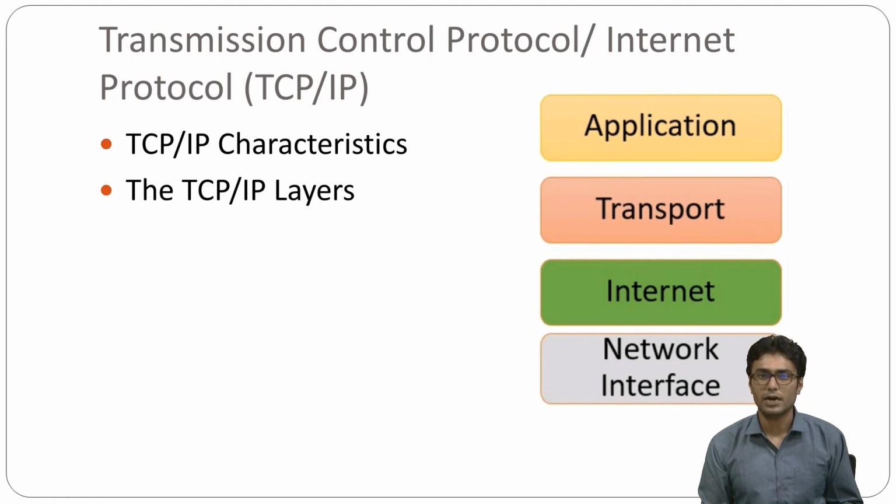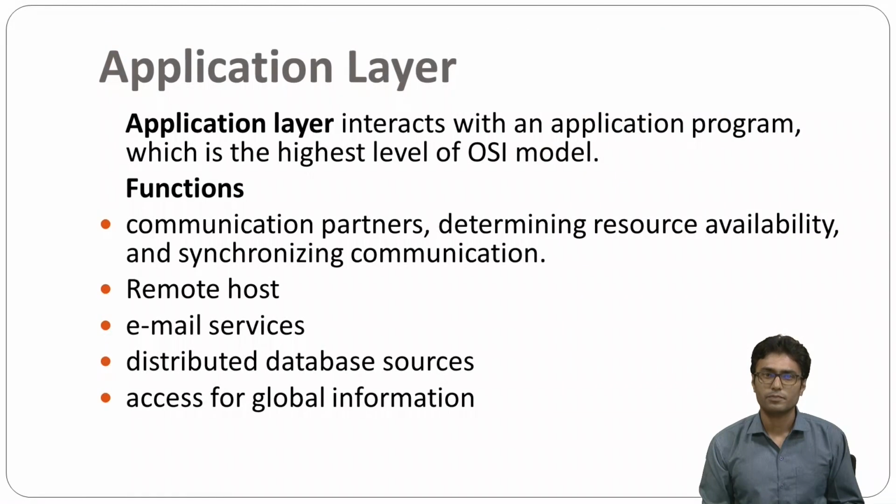Now we will understand each and every layer of TCP/IP with their function. We start with our first layer, which is the application layer. The application layer interacts with an application program, which is the highest level of the OSI model.